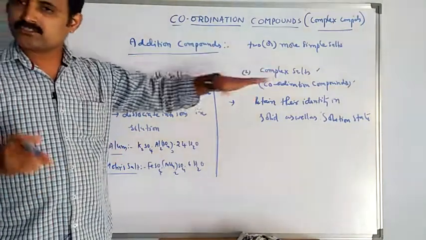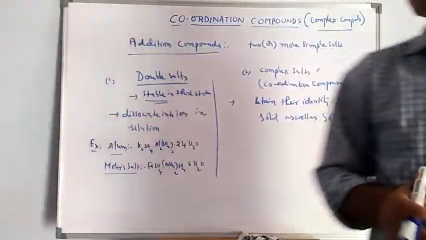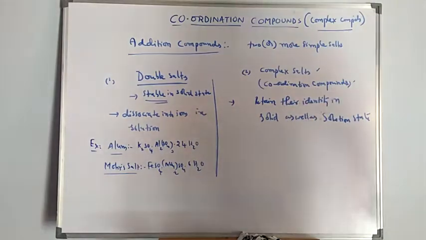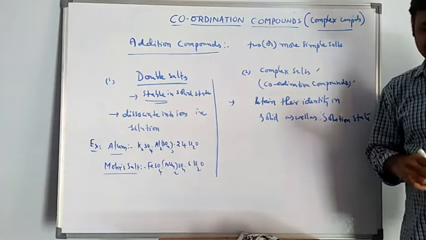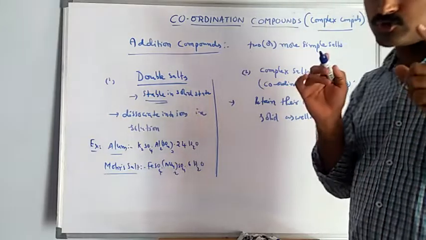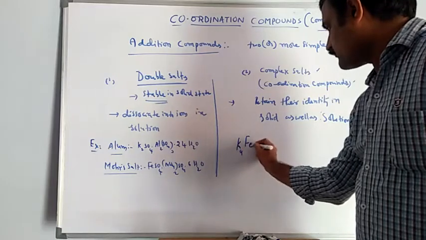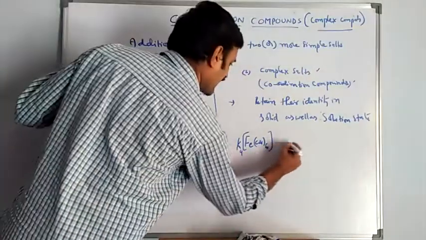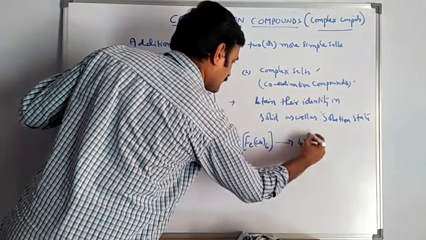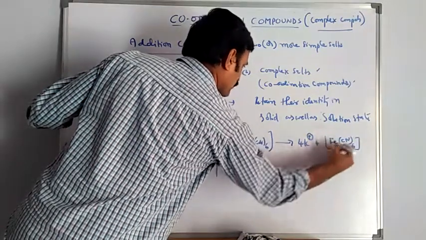So, what are complex salts? These are also molecular compounds which retain their identity in solid state as well as in solution state, which we will call complex compounds or coordination compounds. The best example is potassium ferrocyanide, K4[Fe(CN)6]. If you observe its ionization, it gives 4K+ and one ferrocyanide ion, [Fe(CN)6]4-.